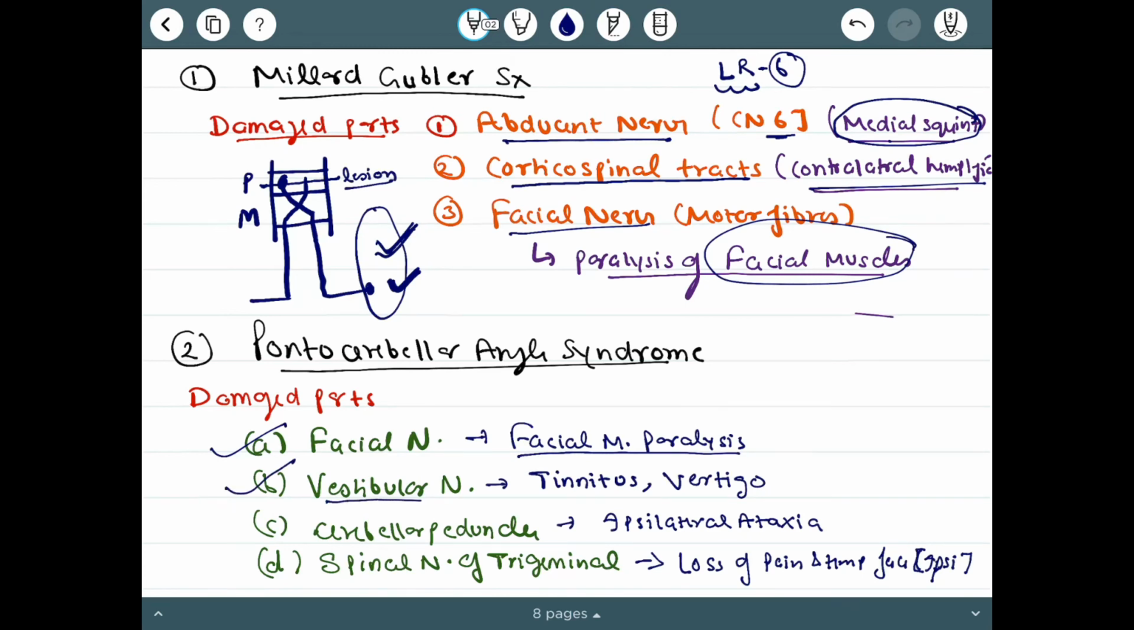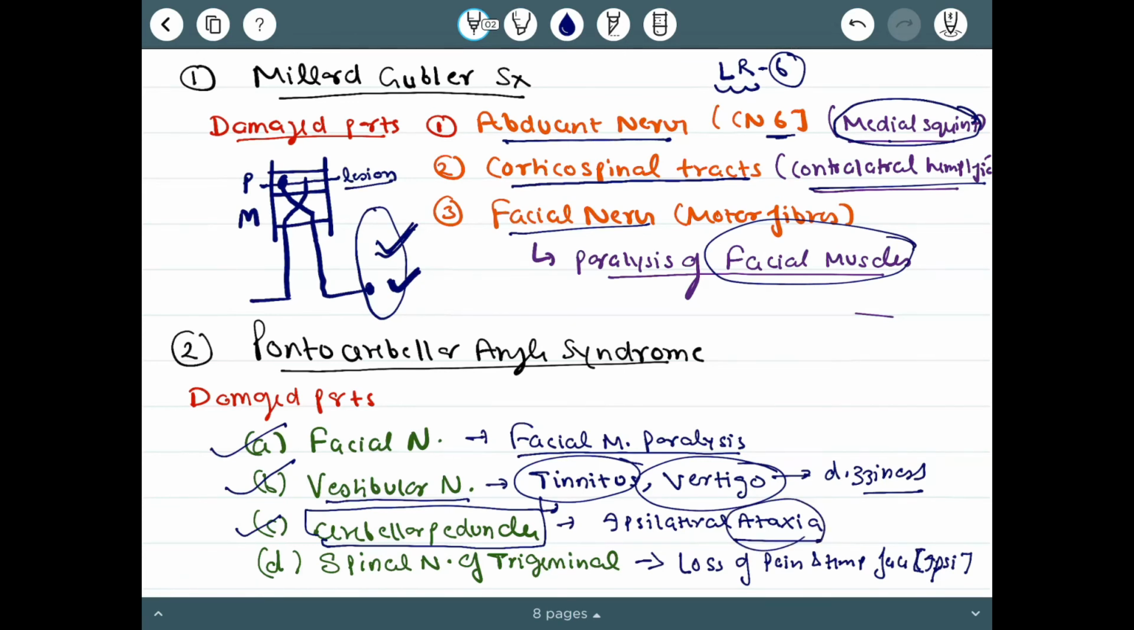Then the vestibular nucleus. As we know, the vestibular nucleus is associated with our balance, so damage to it will cause vertigo, that is, dizziness-like symptoms, and tinnitus, that is, a ringing sound in the ear. Another structure affected was the cerebellar peduncle. As we know, the cerebellum is also associated with the balance of the body. It will cause ipsilateral ataxia. Ataxia is loss of balance. It will cause same-side loss of balance, ipsilateral ataxia.